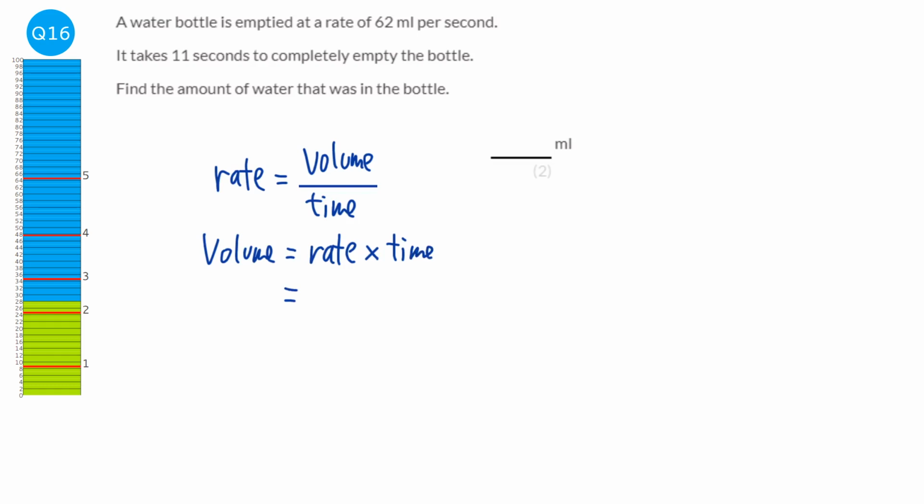Now it says the rate is 62 millilitres per second, so we've got 62 in there. The time is 11 seconds, so we just do 62 times 11, which is 682. Not seconds, millilitres, because it's volume. So 682 is our answer.